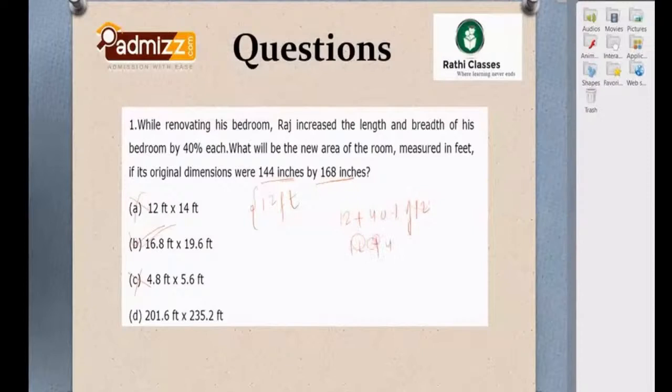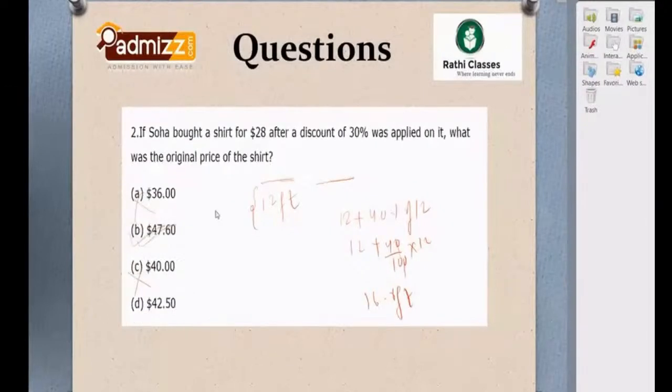That would be 12 plus 40 by 100 of 12. That would be 16.8 feet. You can say 4.8 plus 12 is 16.8. So let us try similarly the next question.